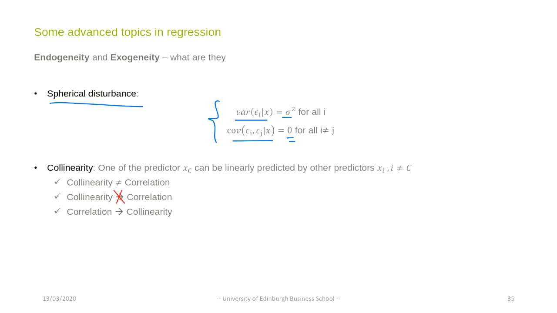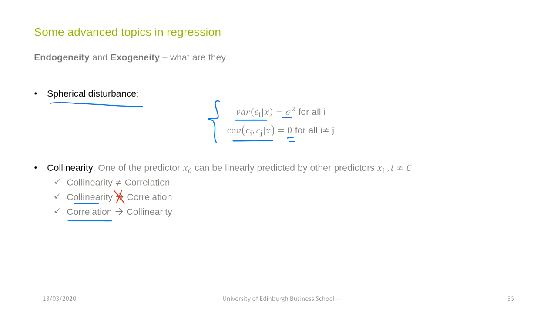Collinearity is not necessarily the same as correlation. If we have correlation between the variables, that means we might have collinearity. But if we have collinearity, that does not mean we have a correlation between the independent variables. So this is the problem.